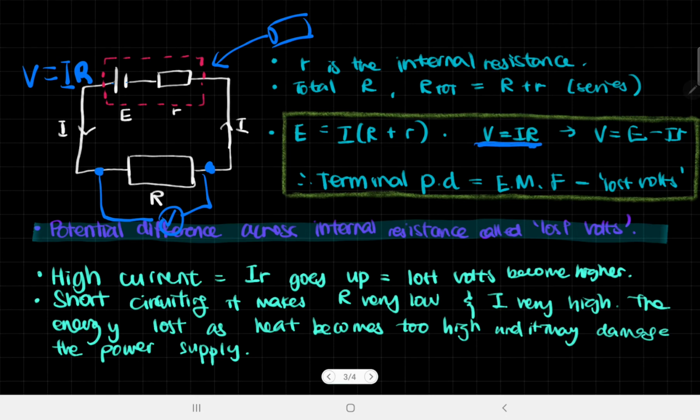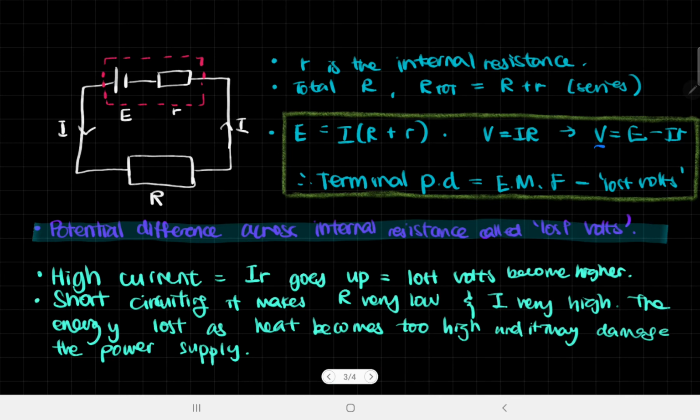Since V equals IR, let's say this is the voltage across this external resistance, we also get the fact that if we substitute these two equations together, you would get voltage equals E minus Ir. Because if we multiplied it together, IR plus Ir, this will become E, and then we get the equation if we send this one over right here.